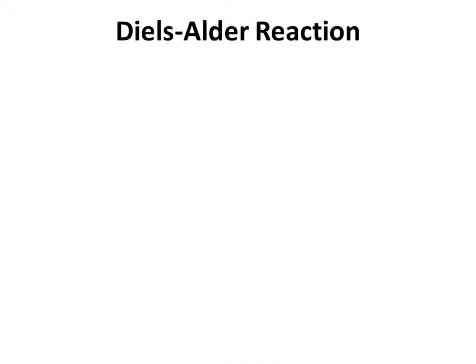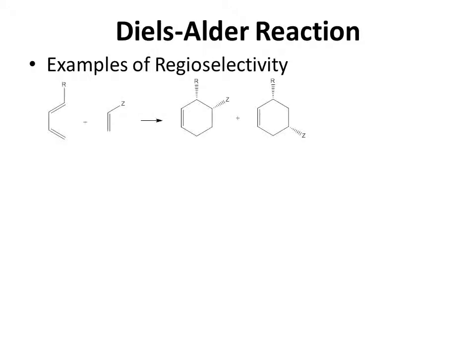Let's look at some examples of regioselectivity in the Diels-Alder reaction. If R is at position 1 of the diene, then the major product, as we discussed, would be the ortho adduct, where R and Z are next to each other. And again, if you flip the dienophile, the minor product will be the meta adduct.